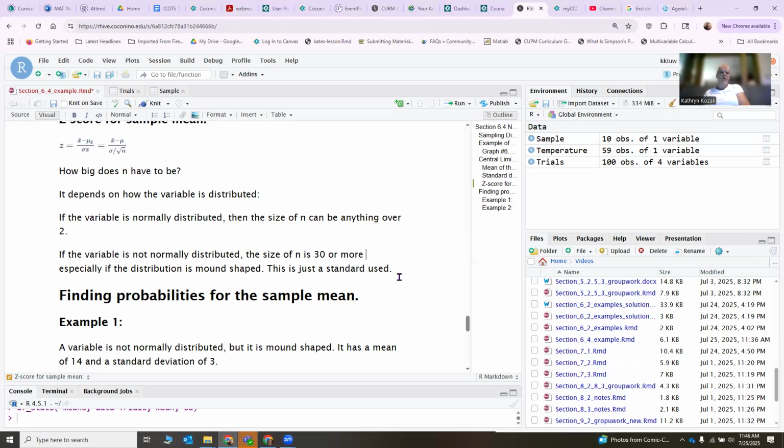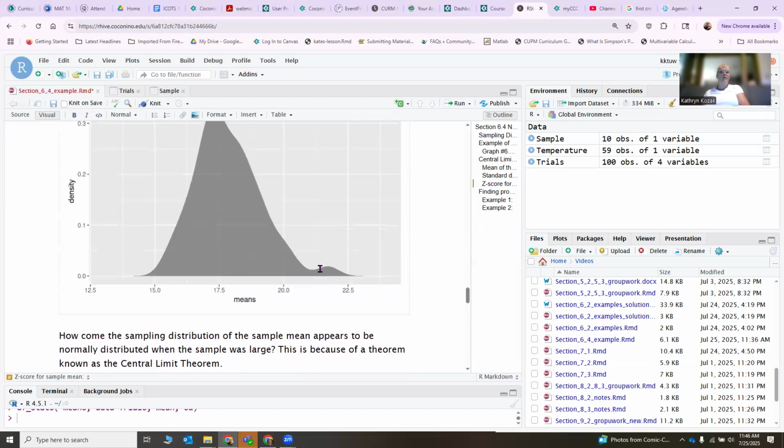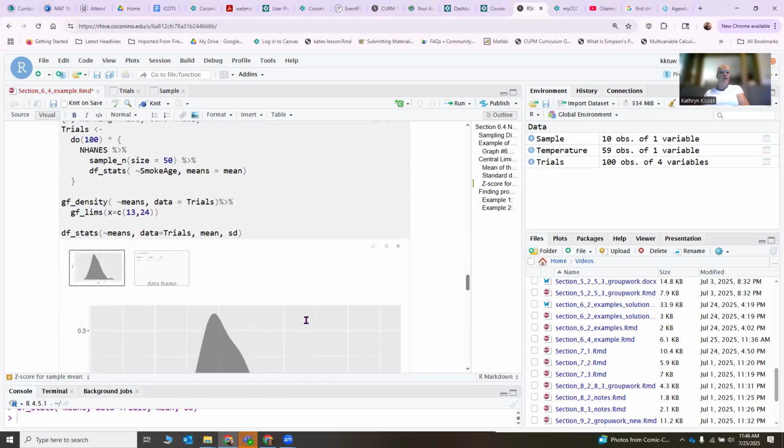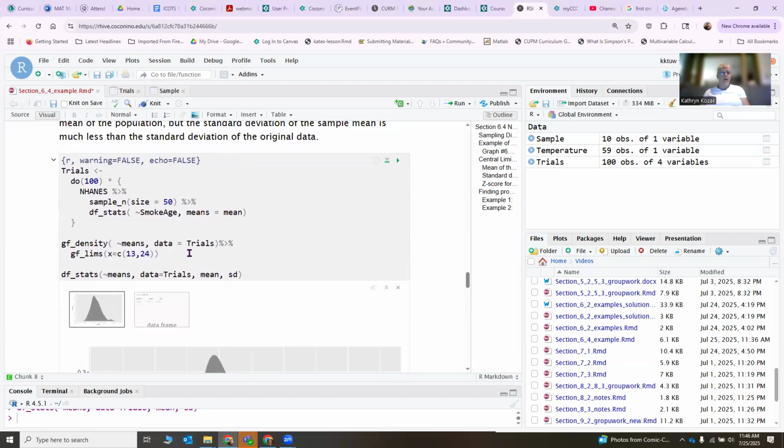This is just a standard we're using. 30 isn't a hard and fast rule, but 30 seems to work. We actually saw with this one, we had a sample size of 50 and we got a nice normal distribution. I wonder if we changed our sample size to 30, what it would look like. Let's just do that and see.